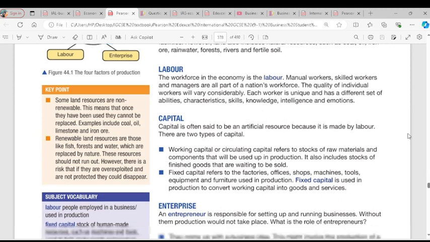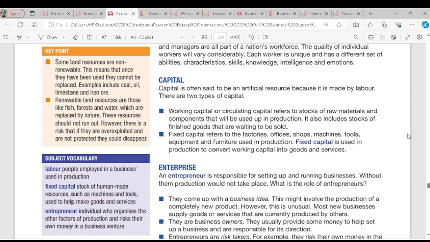Clear. Then we have capital. Capital is often said to be an artificial resource because it is made by labor. We call capital artificial resources because it is made by people. The laptop is a capital resource. The phone is capital. It is produced with the use of natural resources, but it is produced by people. So that's why we call capital artificial resources. Is it clear?